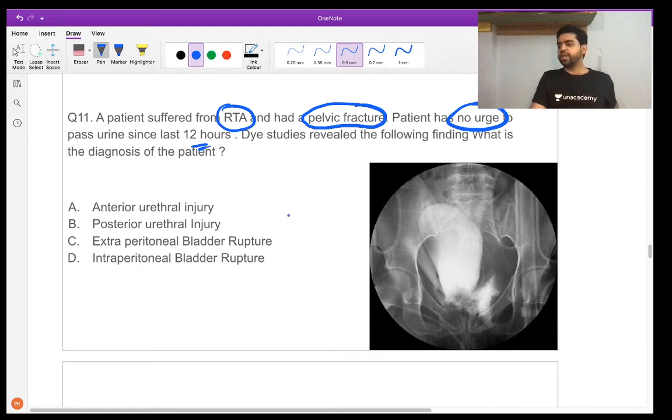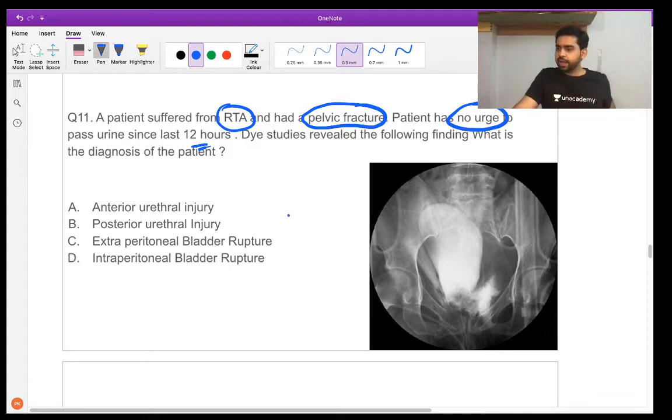So Shraddha, are you saying it's C? Anybody else? Are you sure, Shraddha, is it C? Okay, what is the answer to this, guys? Manu, Shreya, Shalini, what is the answer? Very simple question, a basic question on posterior urethral injury. Manoj is also saying posterior urethral injury. Okay, what else?